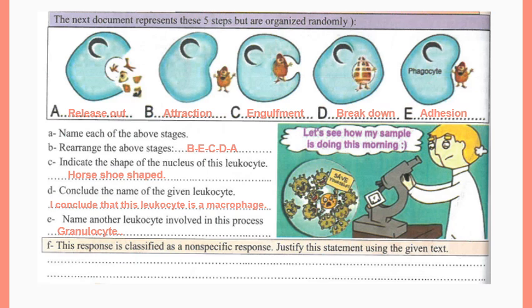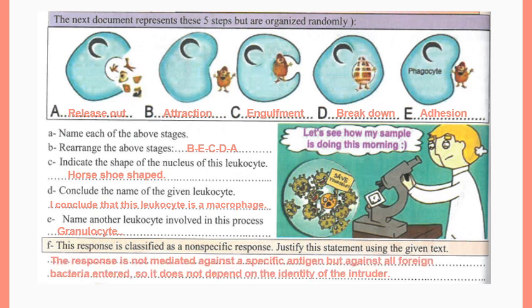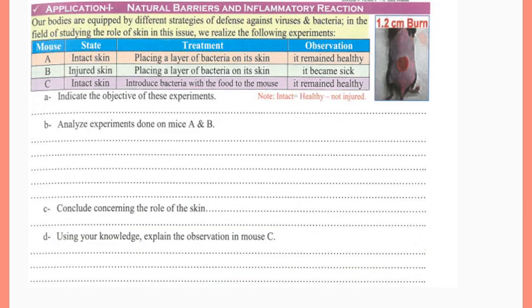Part F. This response is classified as a non-specific response. Justify the statement using the given text. Okay. So, the response is not mediated against a specific antigen, but against all foreign bacteria that entered. So it doesn't depend on the identity of the intruder. That's why it is a non-specific immune response.